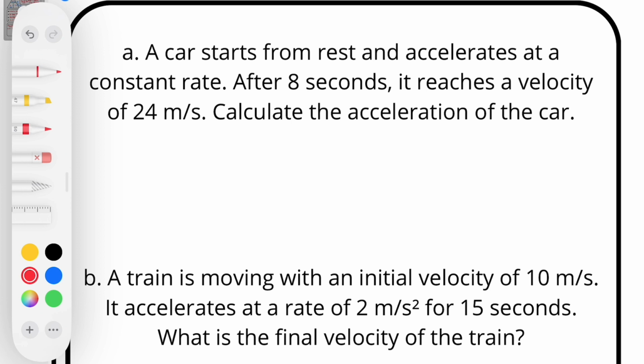So a car starts from rest, so here we go, we've got that from rest that we just spoke about. Okay, so that's 0 meters per second, it's like I planned it, and accelerates at a constant rate. Oh, there's another key word. Okay, so no change. After 8 seconds, it reaches a velocity of 24 meters per second. Calculate the acceleration of the car.